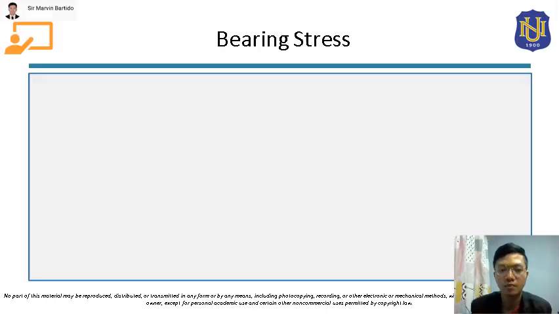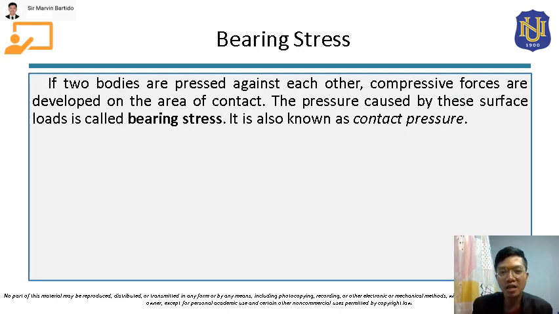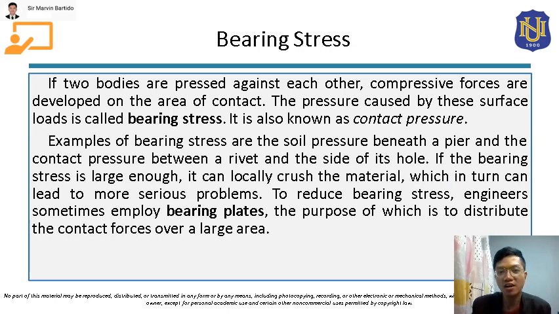Okay, we already discussed the first two types of stresses, which are the normal stress and shear stress. We are now going to proceed to another type of stress, which is bearing stress. If two bodies are pressed against each other, compressive forces are developed on the area of contact. The pressure caused by these surface loads is called bearing stress, also known as the contact pressure. Examples are the soil pressure beneath a pier and the contact pressure between a rivet and the side of its hole.